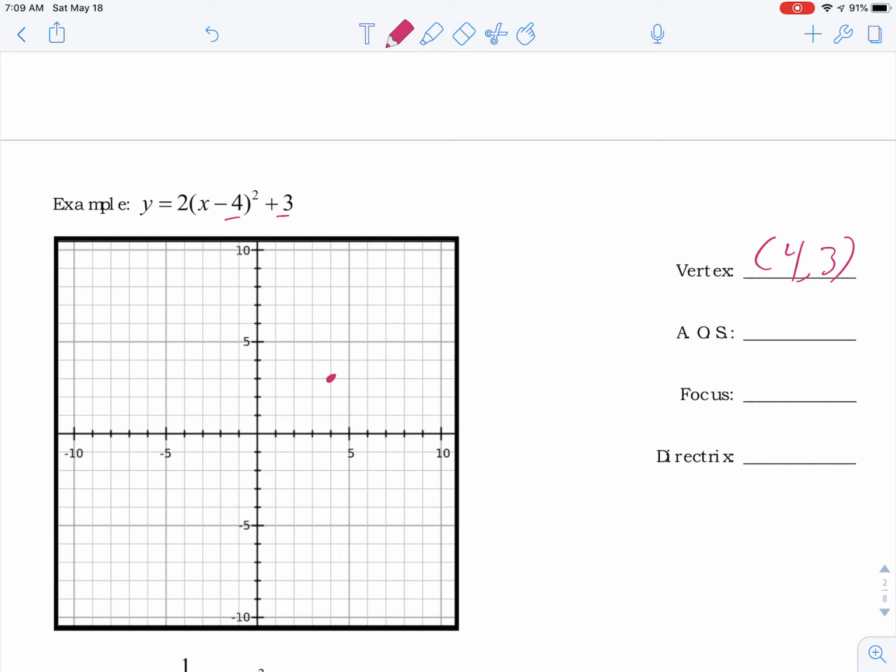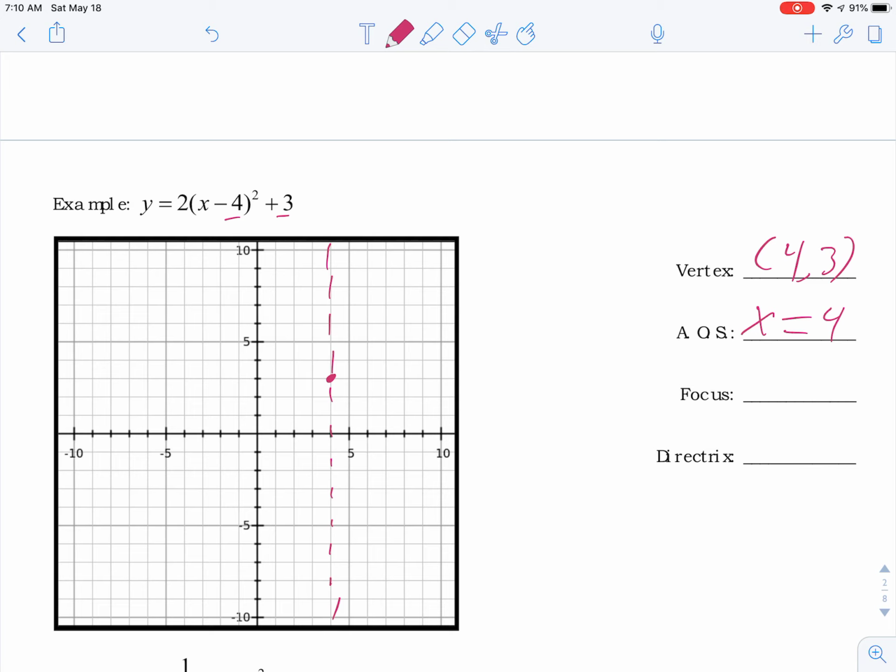The axis of symmetry is the imaginary line that goes right through the vertex. So that's simply the line x equals 4. So far nothing too fancy. But now we've got this new focus and directrix business to contend with.